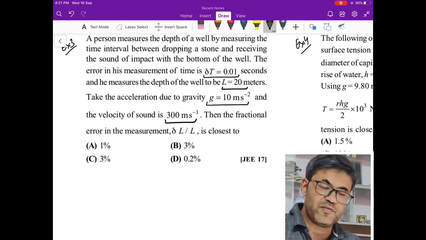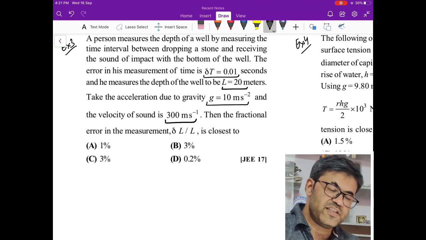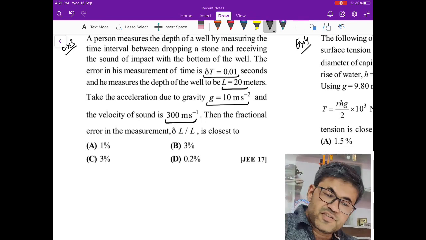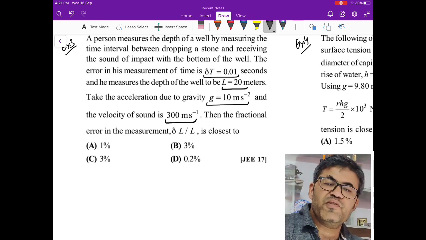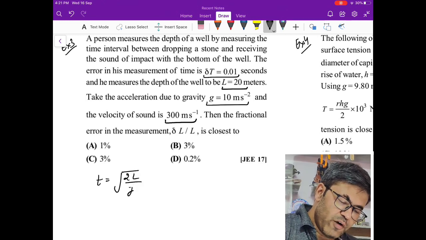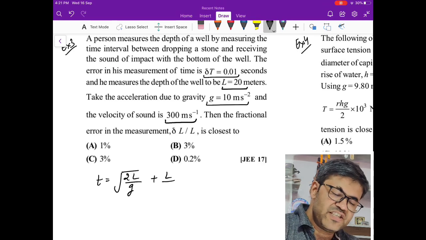So you are aware of this thing: when you drop the stone, first it is free fall, and then when the sound wave comes, you assume the velocity to be constant. So the time while going down, if the length is L, would be root of 2h by g, that is root of 2L by g, and while coming up it would be L upon v of sound. That is what we can make out.